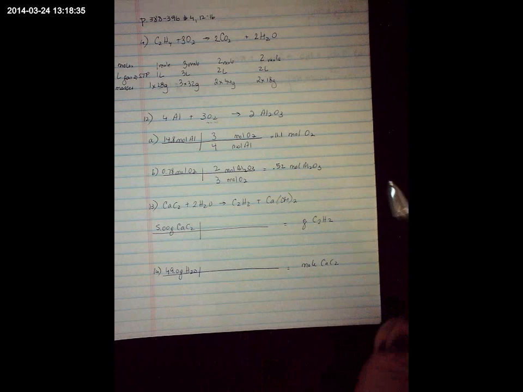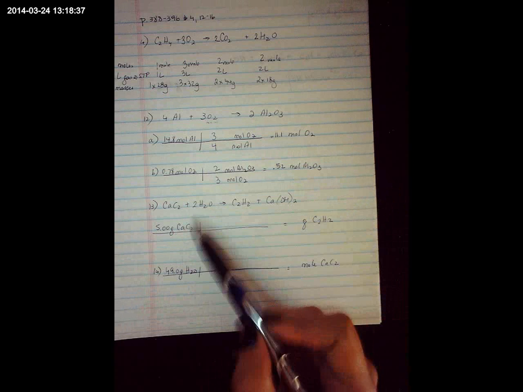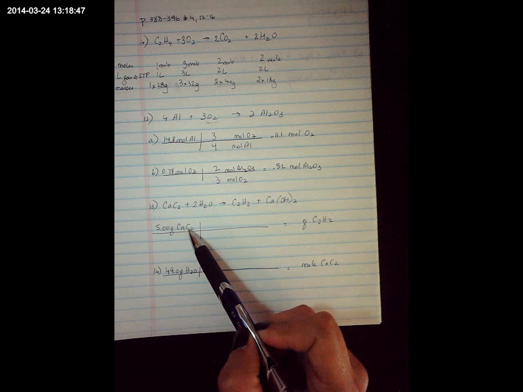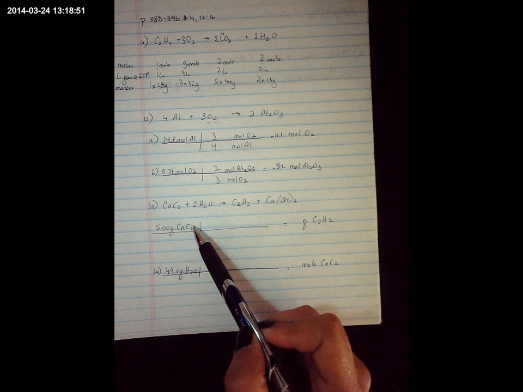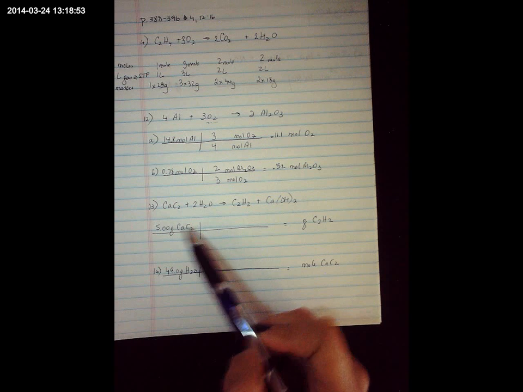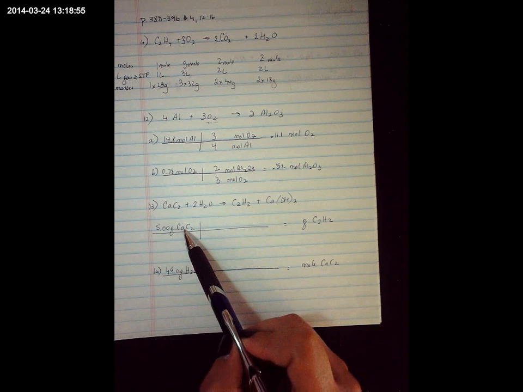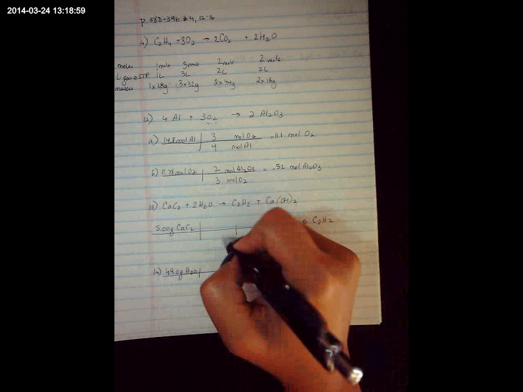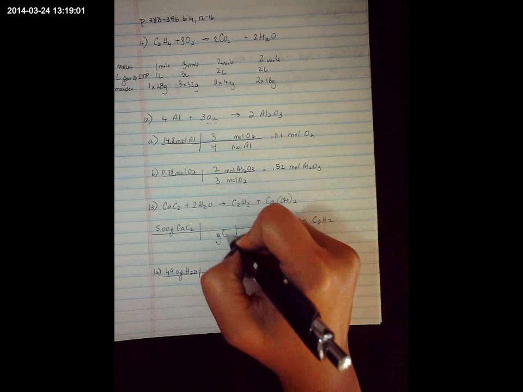Here's the problem. I put my given in the upper left-hand corner, but it's not a mole unit, and there really is no unit that I like more than the mole. You're not allowed to use the mole ratio until you get this number in mole units first. How do we do that? I'm going to have to first convert to moles.